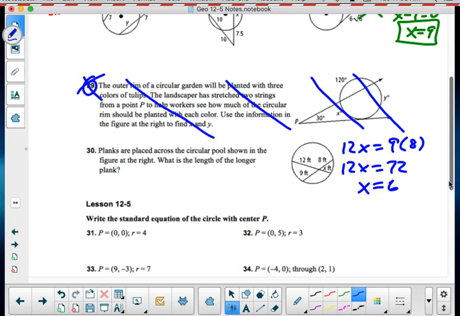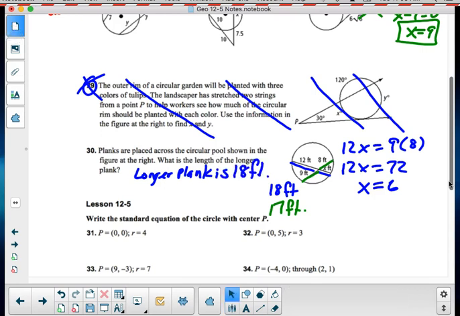I have to think about what I have. I've got 12 plus x, which is an 18-foot plank. And then I got 9 plus 8, which is a 17-foot plank. And my question asks, what is the length of the longer plank? Well, the longer plank is 18 feet.